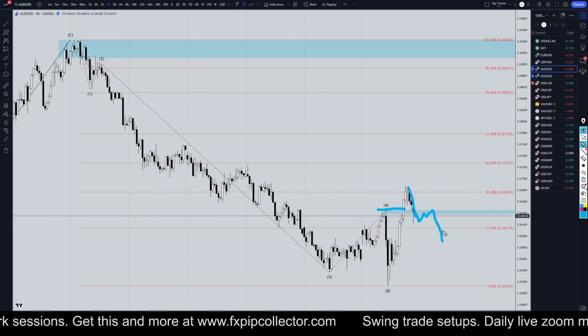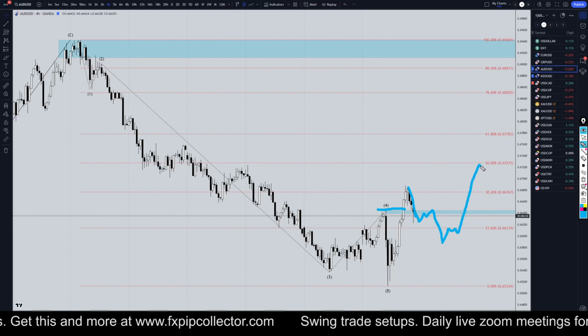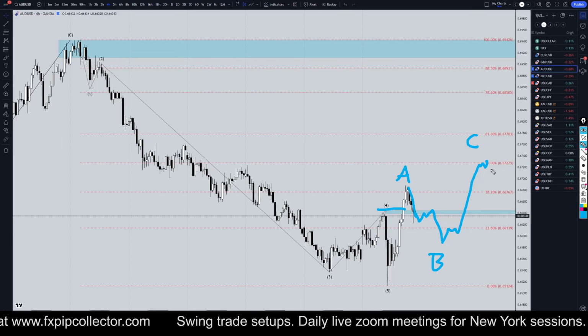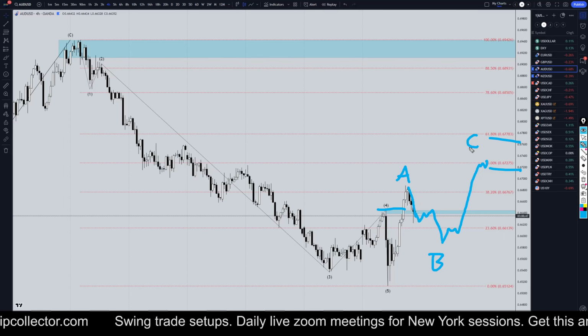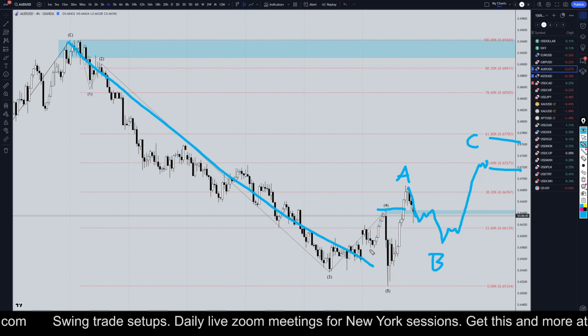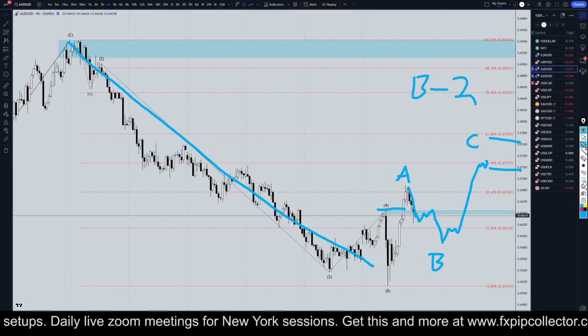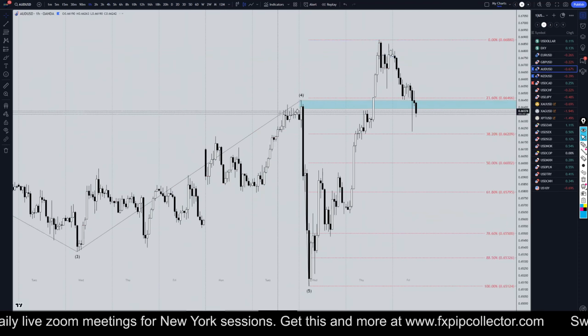So I would expect this to be a trade for next week, but this is potentially going to be a really nice trading opportunity to take this up to maybe the 50 or the 61% Fibonacci retracement of this whole move down for this ABC of B or this ABC of 2. Let's keep going down to the 1 hour time frame.